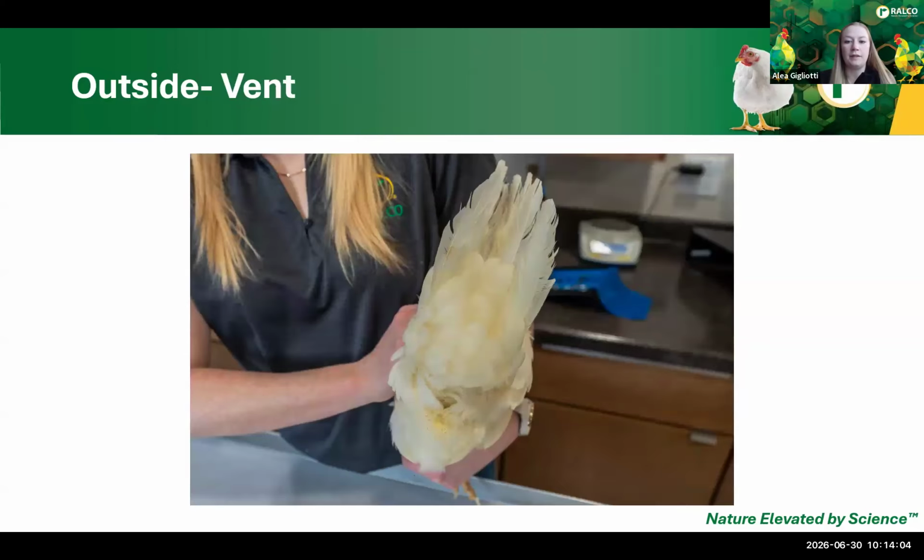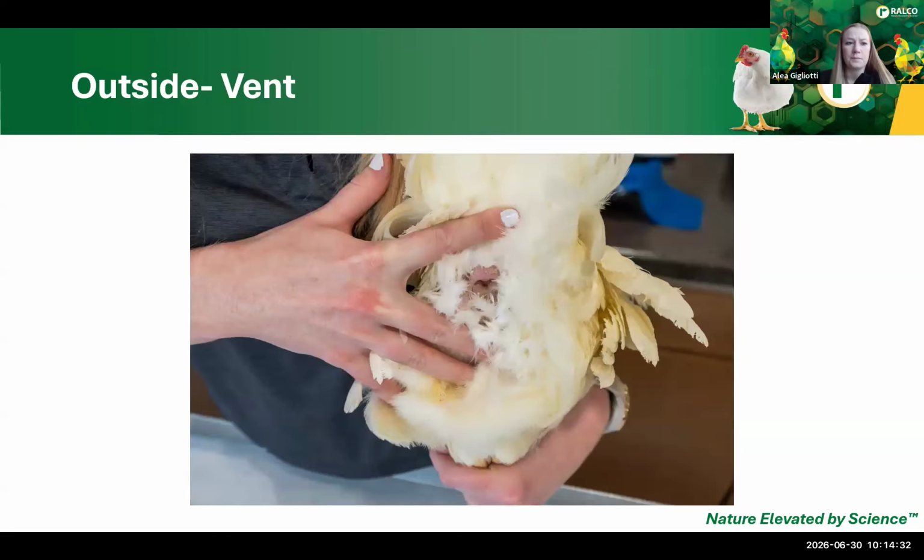Next, we want to look at the vent area, looking at, is it dirty? Is there any loose stool present? If it's real dirty and there's a lot of fecal material on the vent area, that could be an indicator of diarrhea. Are there any signs of pecking? Feather cover, is it good? Or is it clean? You want to see this clean vent area with a good solid feather cover at the end of the day.